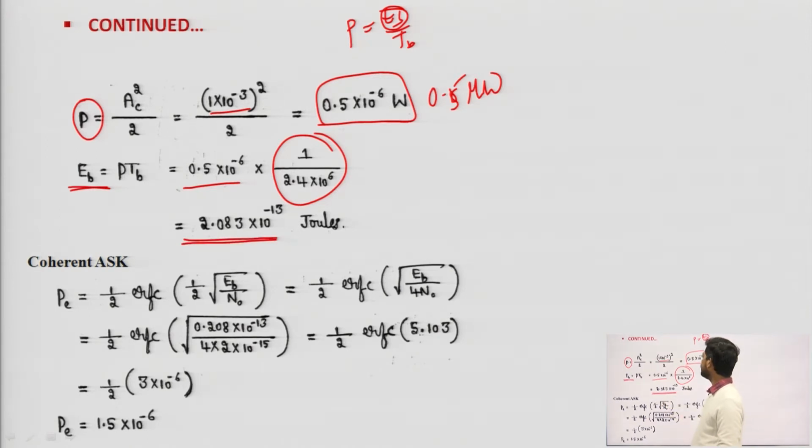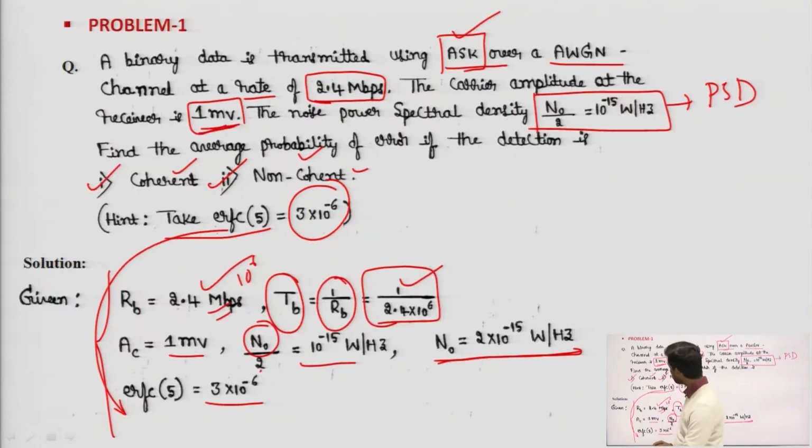This is the energy, and its unit will be joules, while power is in watts. Now for coherent ASK, the question is to find the average probability of error. I want to calculate the probability of error.